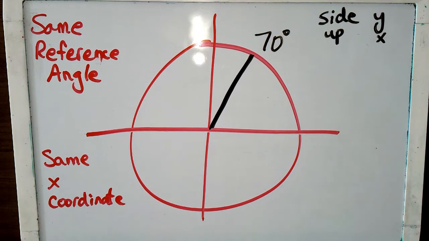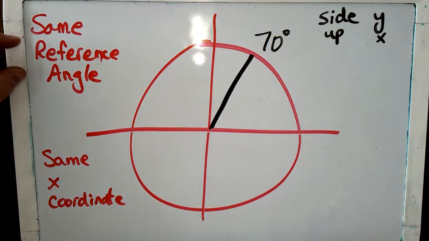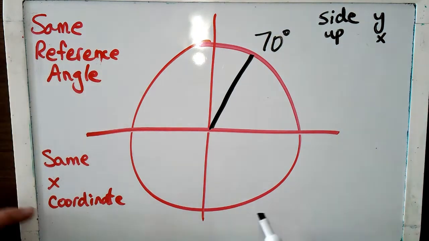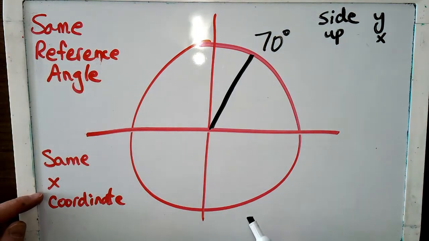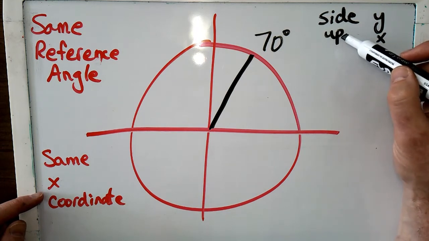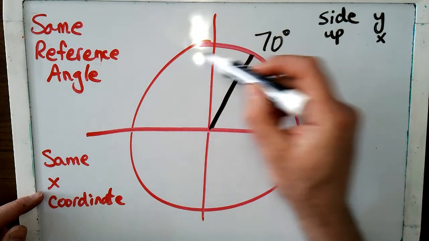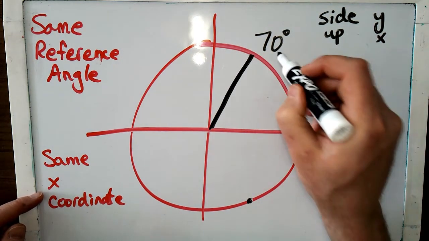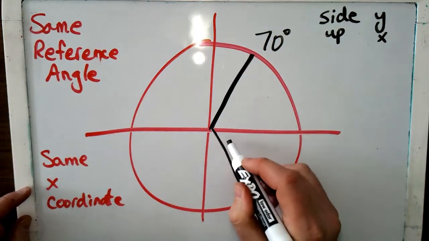So same type of question, but slightly different. We want the same reference angle. So it could be here, could be down. This time we want the same x coordinate. So we learned that up and down, the x stays the same. If I move across, it becomes negative. If I go straight down, it stays positive. So I need to go straight down and keep the same reference angle.